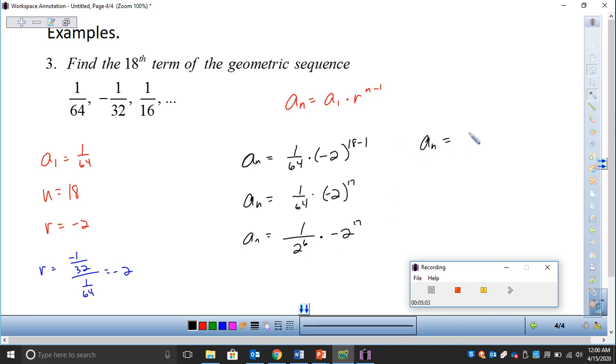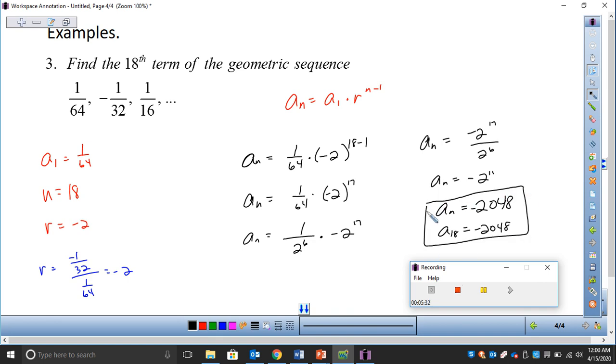So a sub n equals negative 2 to the 17th over 2 to the 6th. A sub n equals negative 2 to the 11th. And you guys all know what 2 to the 11th is. A sub n equals negative 2048. So a sub n, another way to think about that is a sub 18, that's the 18th term, is negative 2048. Either way, either notation is completely fine for that answer.